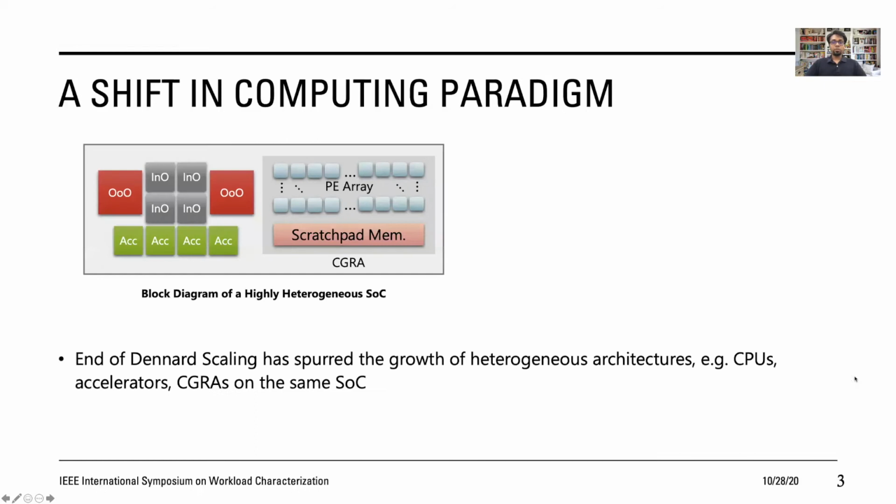As we all are quite familiar with, the end of Dennard scaling and slowdown of Moore's law have spurred the growth of heterogeneous architectures that are composed of different kinds of computing units. The example on the top shows a heterogeneous SoC that employs a few out-of-order cores, some in-order cores, fixed function accelerators, and a coarse-grained reconfigurable architecture that's in itself comprised of many small processing elements or PEs.